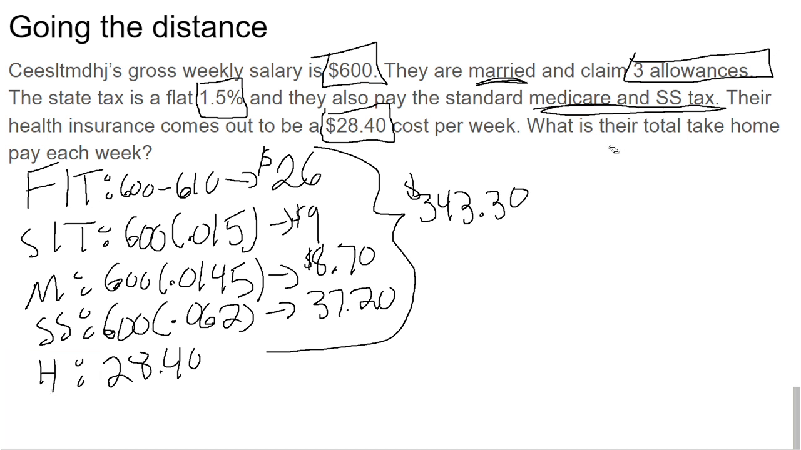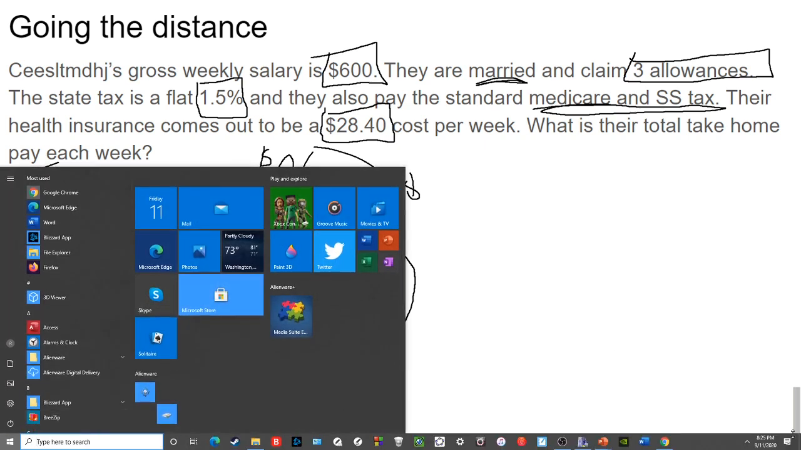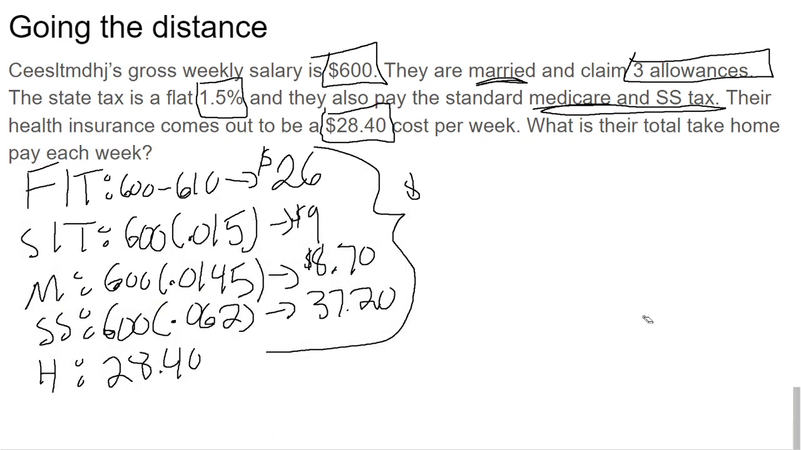Sorry about that. So let's try this again. That would be 109.3. So here we go. Come on, come on. There we go. 109.30. There's my total deductions.